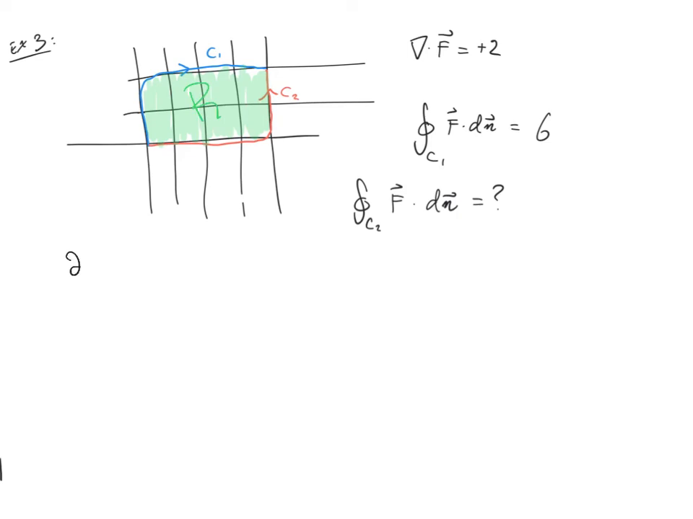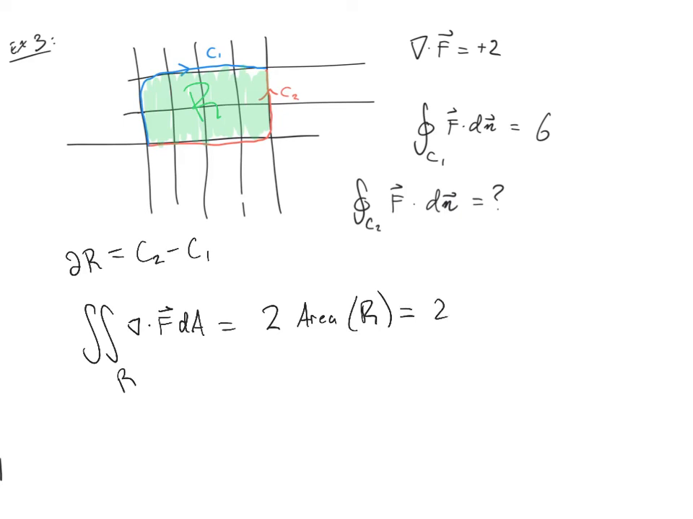So the boundary of R is C2 minus C1 if I orient counterclockwise. And so if I add up all the divergence over R, I know that that should be 2 times the area of R, which is 2 times 8, which is 16.